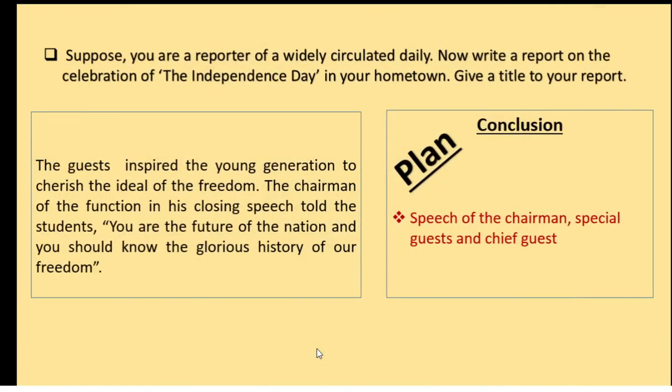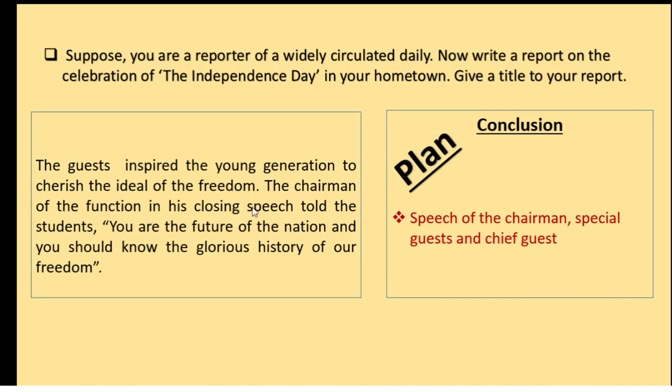And next, the conclusion. Again, you should have a plan. Here, according to our plan, in the conclusion I have included the speech of the chairman, special guests and chief guests. The guests inspired the young generation to cherish the ideal of freedom. I could include here the individual statements or speeches of the guests, but in that case the answer would be too long, and I did not want that, so in a sentence I have just mentioned the statement of the guests.